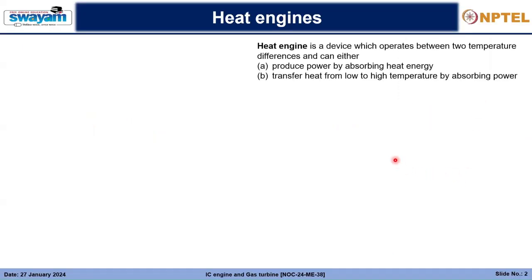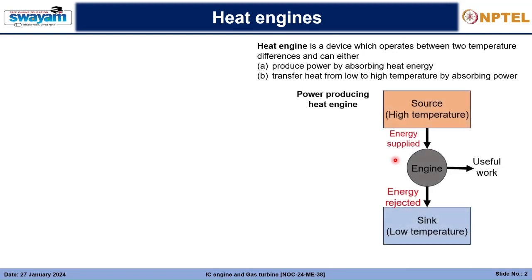So heat engine. A heat engine is a device which operates between two temperatures and can be used either for producing power by absorbing heat energy, or for transferring heat from low to high temperature by absorbing power. You can see that suppose we have a source of high temperature and a sink of low temperature. Then if energy is supplied to this engine, there will be some useful work in compensation of some energy which is rejected to the sink. That is called a heat engine.